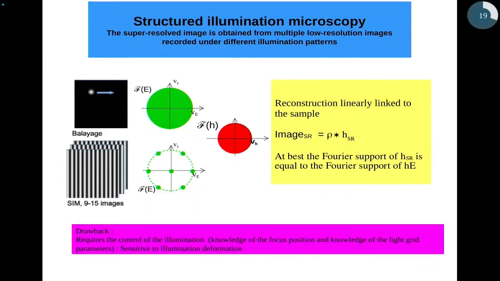Okay, so to summarize structured illumination microscopy, I would say basically you have 2 techniques, with the scanning spot and with the periodic light grid, and you are able to recover an image which is the convolution of your sample fluorescence density with a super resolved point spread function. And at best, the Fourier support of the point spread function is nu h plus nu e, and it is equivalent to the Fourier support of h, your point spread function, and e, your illumination.